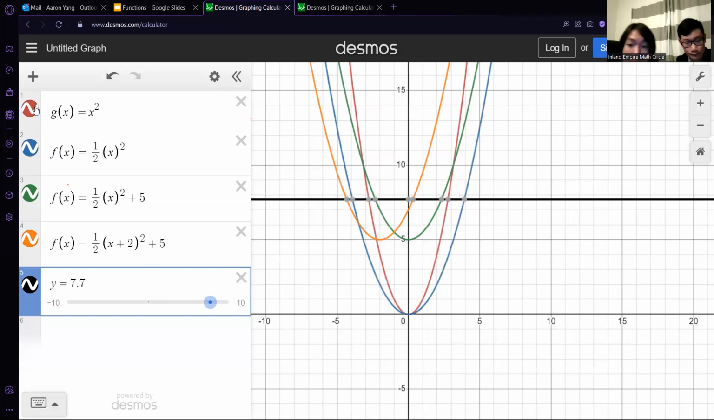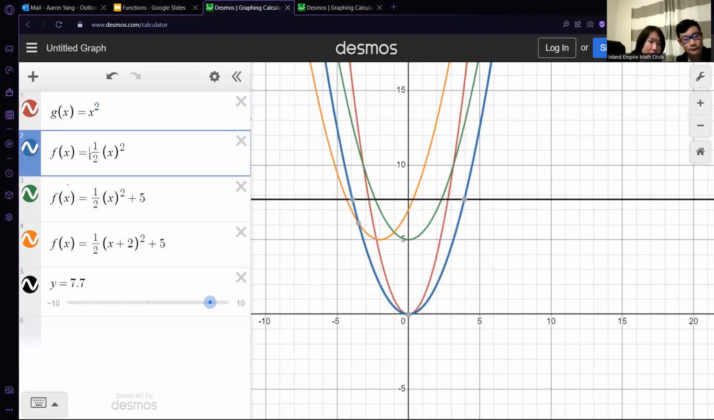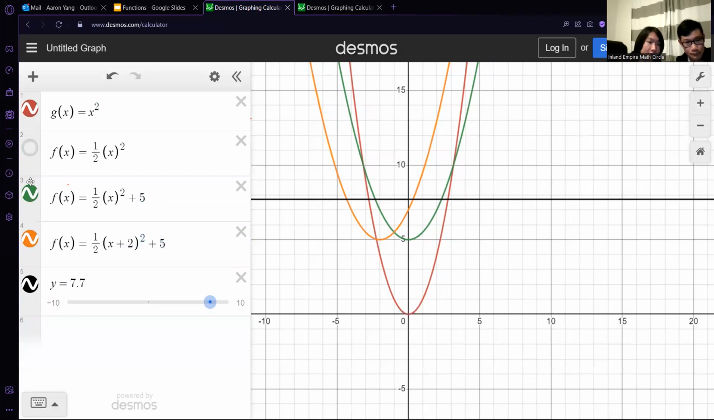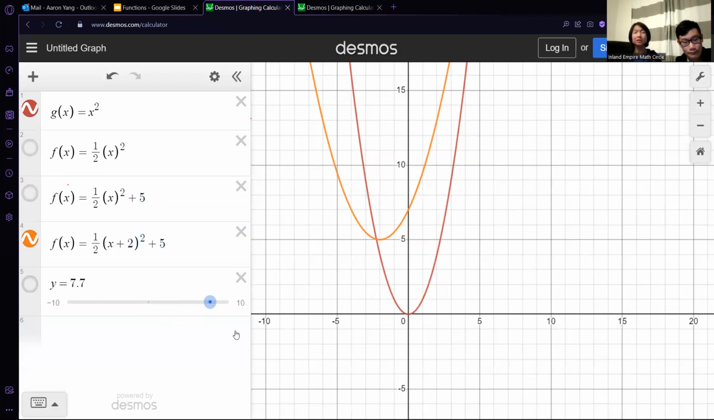So does that make sense? Start from x squared here, our parent function. We squished it down a little bit, moved it up, and then scooched it over. So that's how we got from this red line here to this orange line. So does that make a little bit more sense? Hopefully.